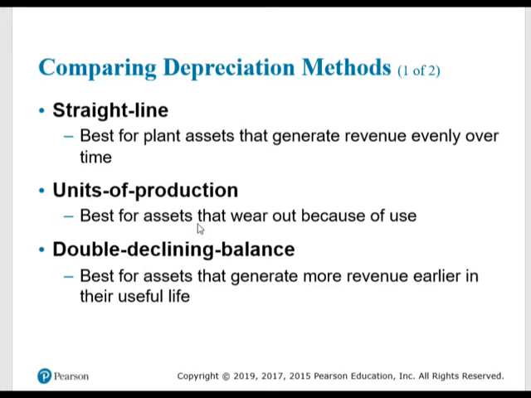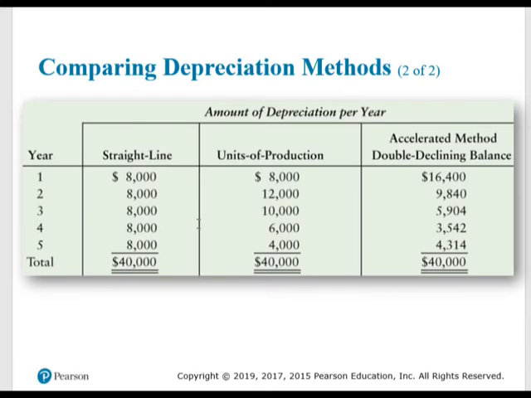Comparing the three methods shows that straight line is best for assets that generate revenue evenly. Units of production is best for things that wear out, and double declining balance is best for things that get a lot of use in early years. You will always end up with the same total expense. You're just taking a different path to get to that amount with the different methods.